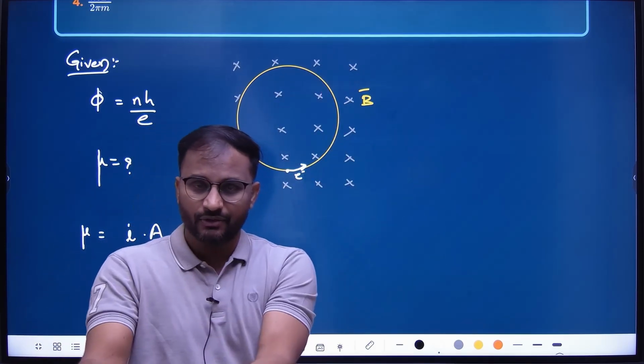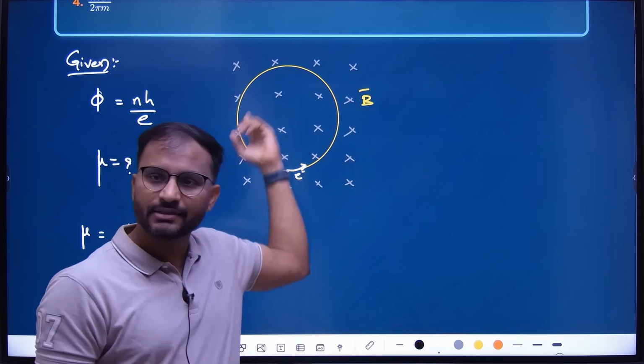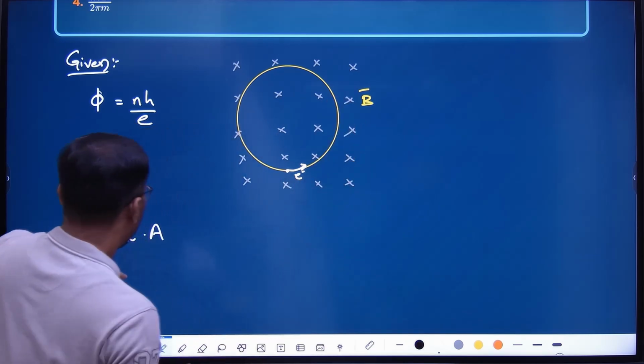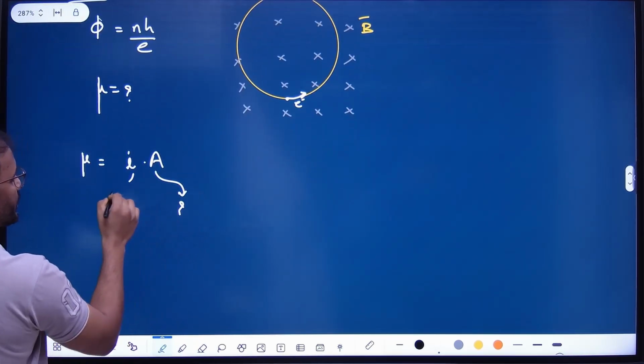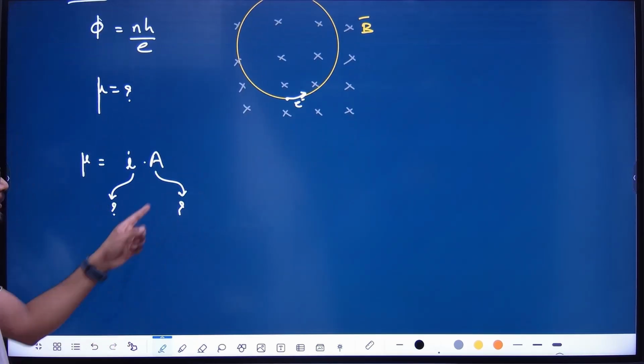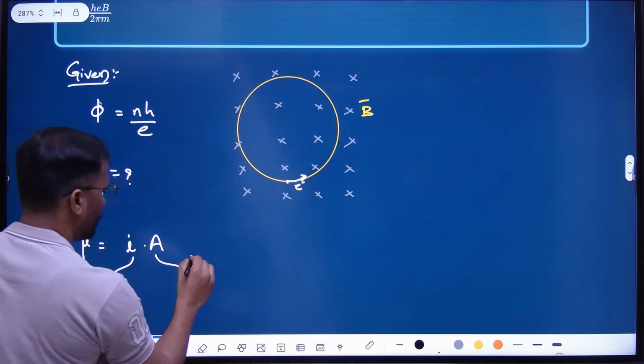Current is nothing but rate of flow of charge, and it's a loop, so therefore a current carrying loop. There is current and there is a loop, right? So all that you need to find out is what is this A and what is this current. A is, I think, very simple. A is the area of the loop. Area is equal to pi r square.